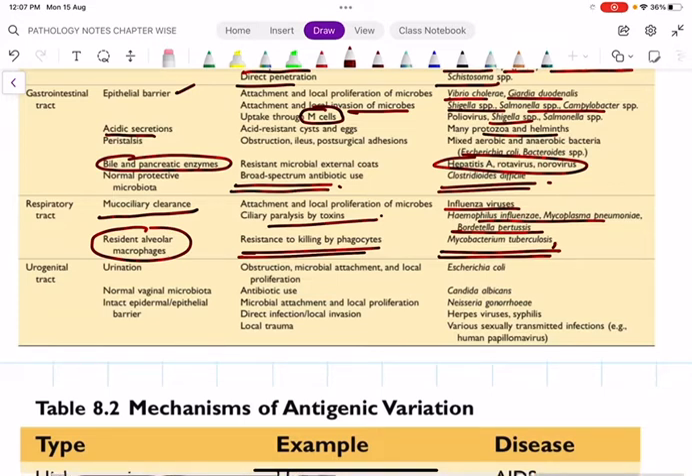Then urogenital tract, we have E. coli, the most common cause of urinary tract infection. E. coli has fimbriae and pili. The fimbriae help in attachment to the urinary tract, and that is why E. coli is the most common cause of UTI. Then Candida causes vaginal candidiasis. Even Neisseria, herpes, syphilis, all these break the intact epidermal or epithelial barrier. All these are sexually transmitted infections.